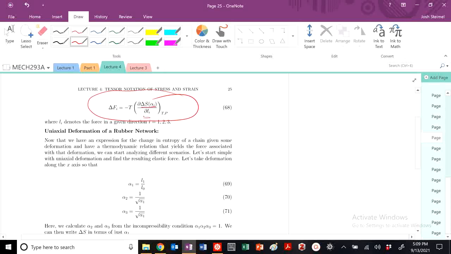So next time we're going to look at uniaxial deformation of a rotor network and find a really, really cool expression for Young's modulus.